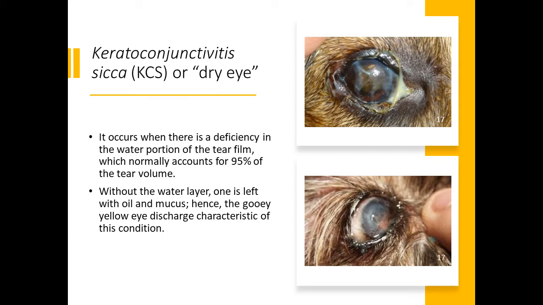KCS, or dry eye, occurs when there is a deficiency in the water portion of the tear film, which normally accounts for 95% of the tear volume. Without the water layer, one is left with oil and mucus, hence the gooey, yellow eye discharge characteristic of this condition.